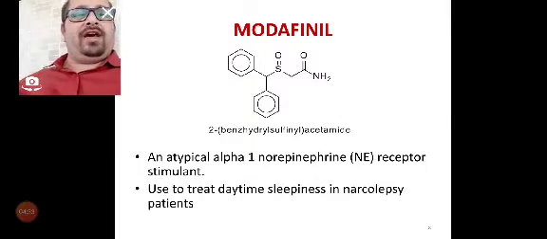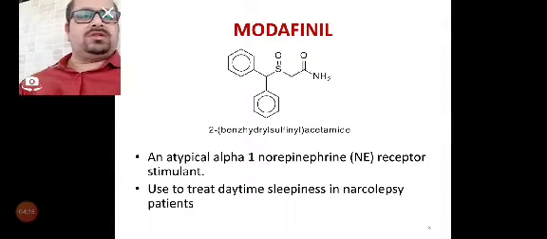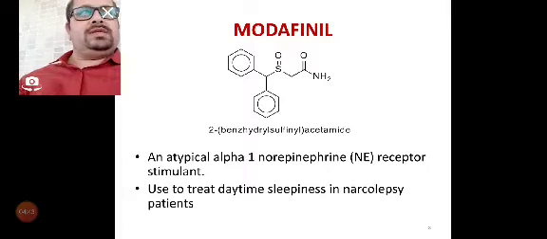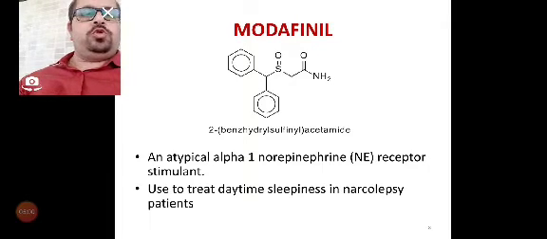The next drug is modafinil. If you look at the structure on your screen, modafinil is an acetamide derivative. Acetamide is CH3 C double bond O NH2. It's an acetamide derivative. Which functional group is present on the acetamide? The 2-benzhydrylsulfinyl group, sulfinyl S double bond O. So it's a 2-benzhydrylsulfinyl acetamide.